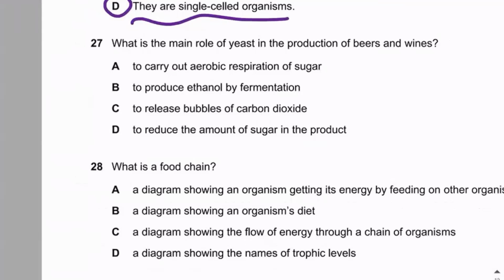MCQ number 27. What is the main role of yeast in the production of beers and wines? Beers and wines contain ethanol. So because yeast respires anaerobically, producing ethanol by fermentation, this is the main role of yeast in the production of beers and wines.